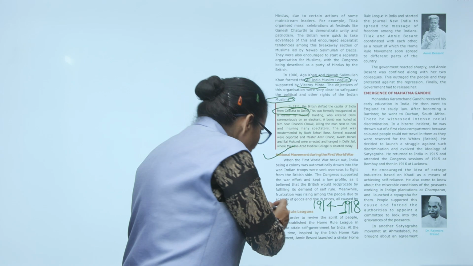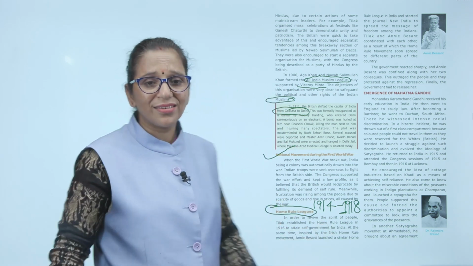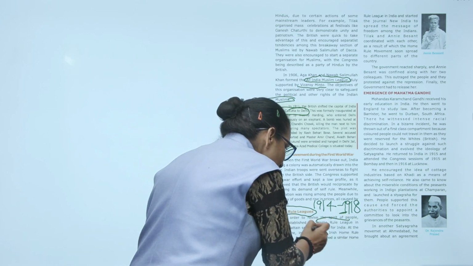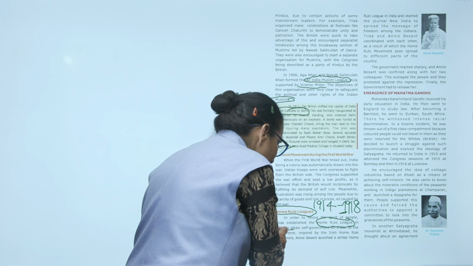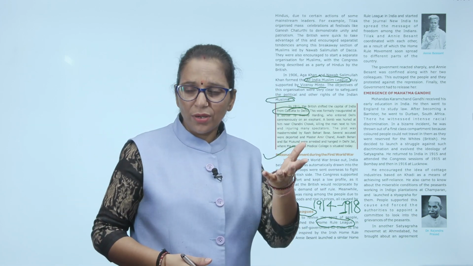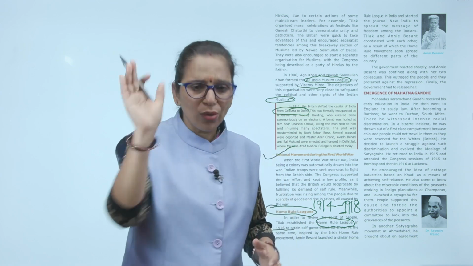Now what happened? The Home Rule League came up. In order to revive the spirit of the people, Tilak established the Home Rule League. Bal Gangadhar Tilak established this in 1916 to attain self-government for India. He had a clear vision that now India would rule itself. We do not need any ruler.